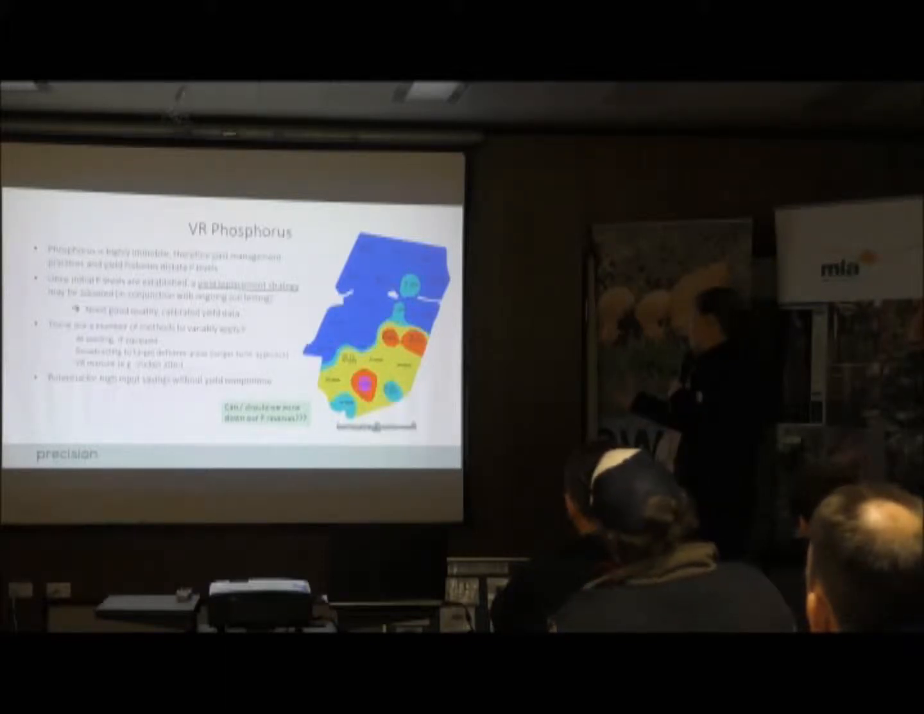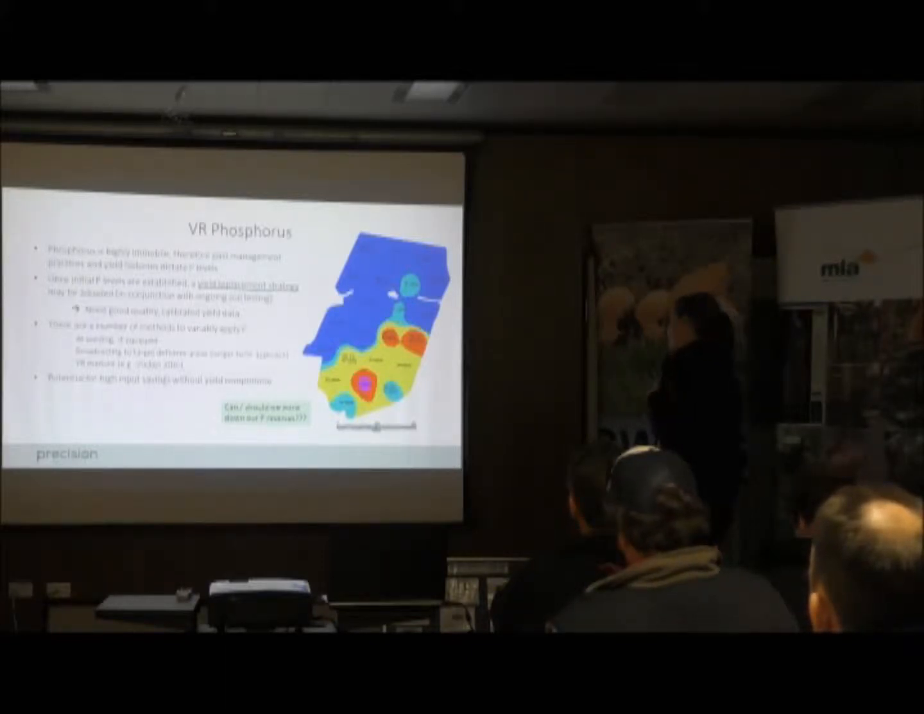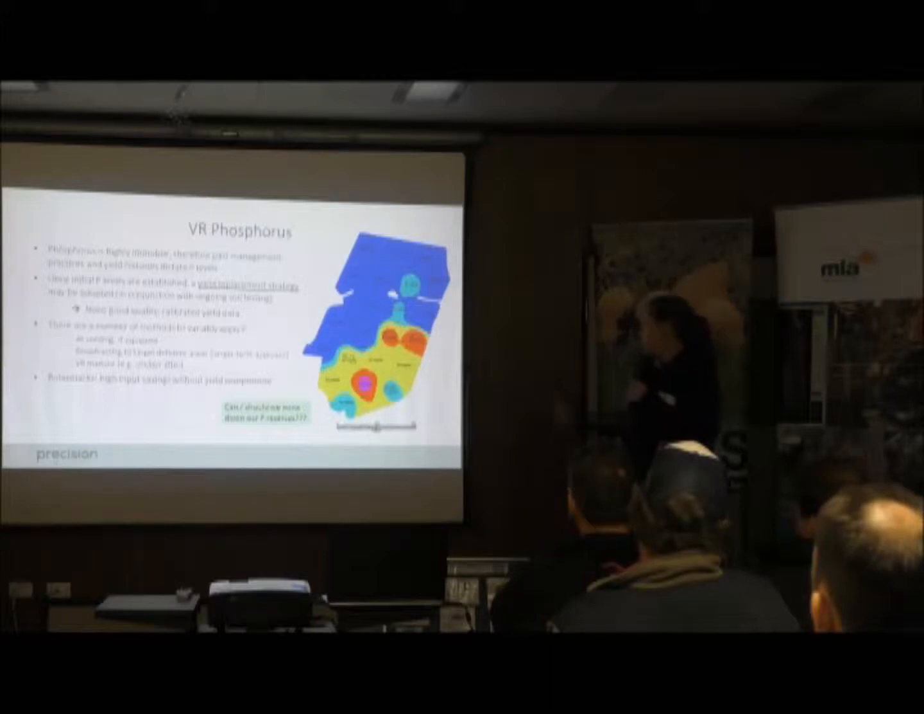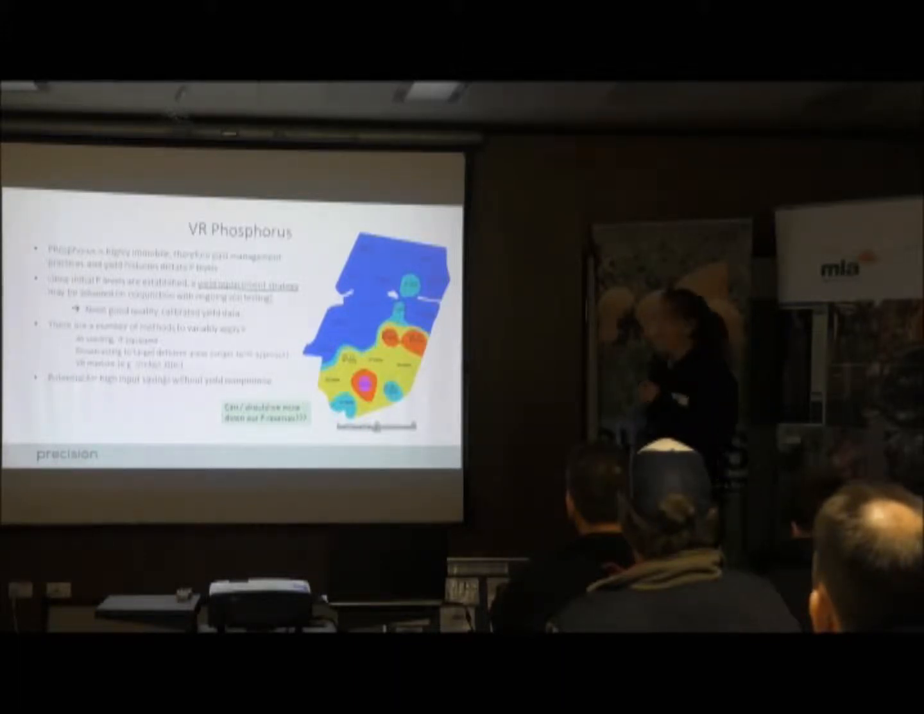And then the other method that I've used with variable rate P is with manure, which is reasonably straightforward as well. So with phosphorus, the story is there's potential for high input savings without yield compromise. As long as we know that the crop's getting the initial starter P that it needs, if we then have excessive values, then we can really drop back those rates in those areas.